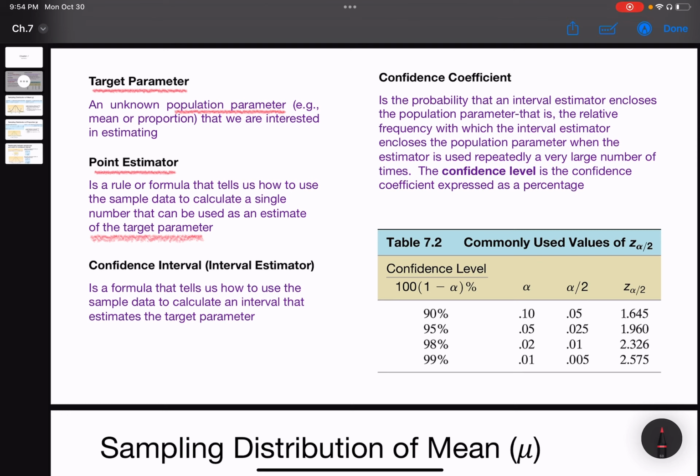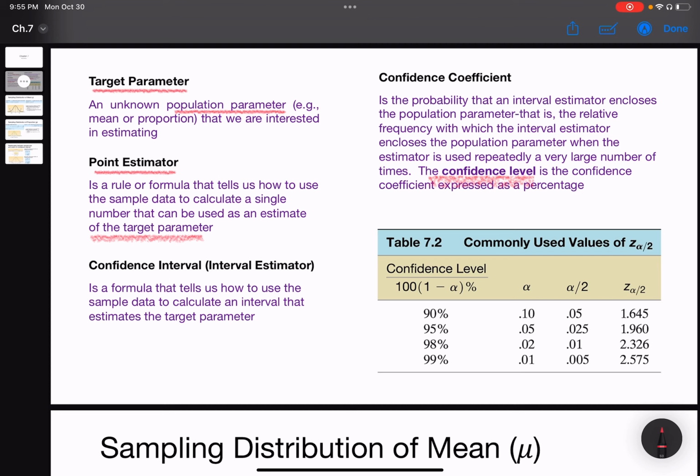Confidence coefficient, which usually is defined as the confidence level, is the probability that an interval estimator encloses the population parameter. That is the relative frequency with which the interval estimator encloses the population parameter when the estimator is used repeatedly a very large number of times.